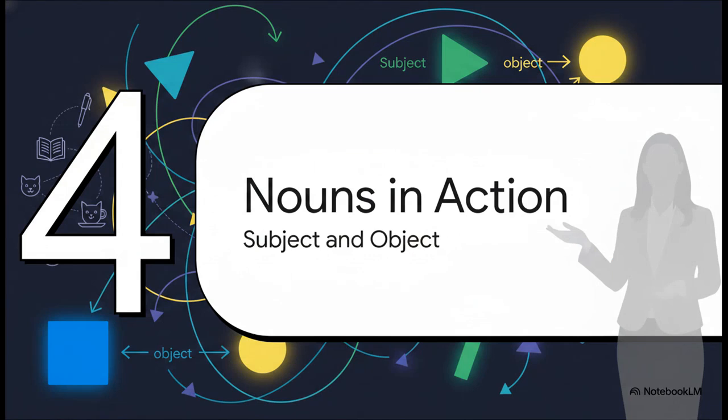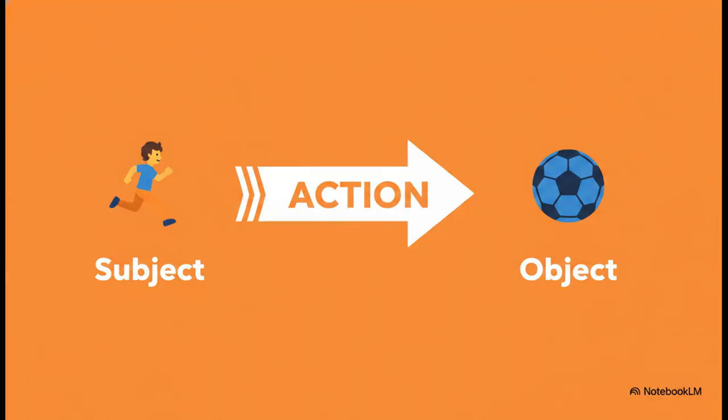Okay, knowing the different types of nouns is great, but where they really show their power is in the jobs they do inside a sentence. This is where grammar stops being theory and starts being, well, action. So, in any sentence that has an action, a noun can play one of two starring roles. First, you have the subject. That's the noun that's actually doing the action. Then you have the object, which is the noun that's receiving the action. Just think of it like this. Who's doing it and who is it being done to?